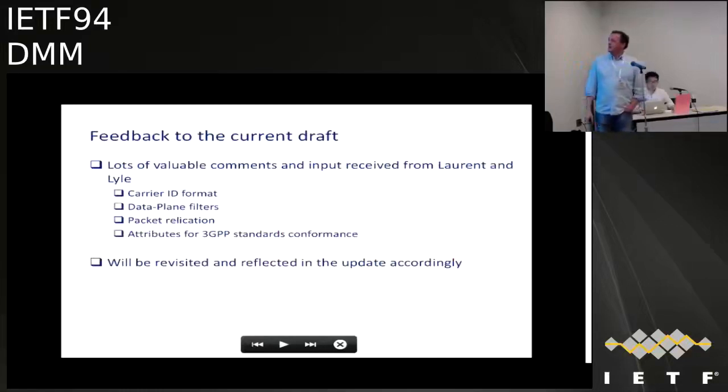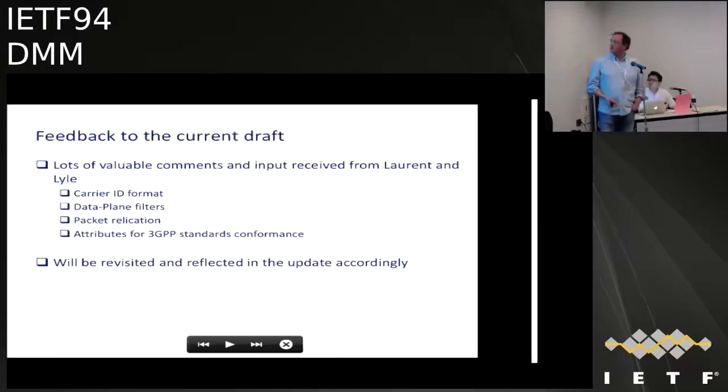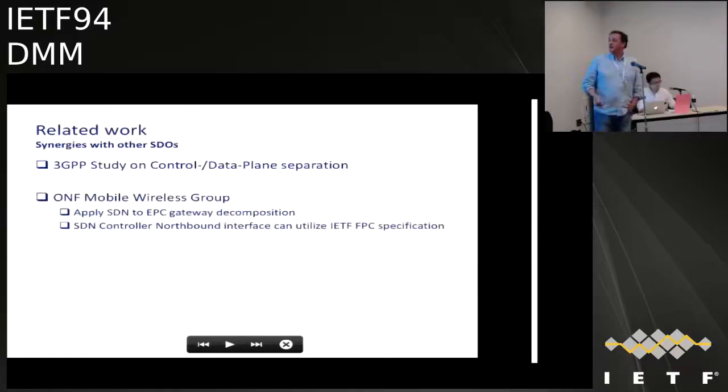So we received some feedback based on the current draft, which we didn't update yet, so the comments have not been taken into account yet. A lot of comments from Lauren and Lyle about carrier formats, carrier ID format, data plane filters, packet replication, and how to reflect our attributes which are needed for the 3GPP kind of deployment in that draft. So we will revisit these comments and, of course, reflect them accordingly in an update of the draft. And thanks for the comments. Next slide. And yeah, there is related work.